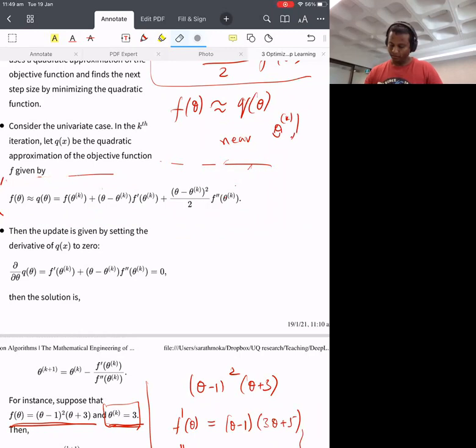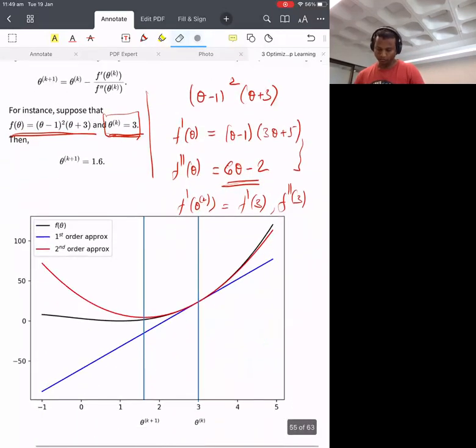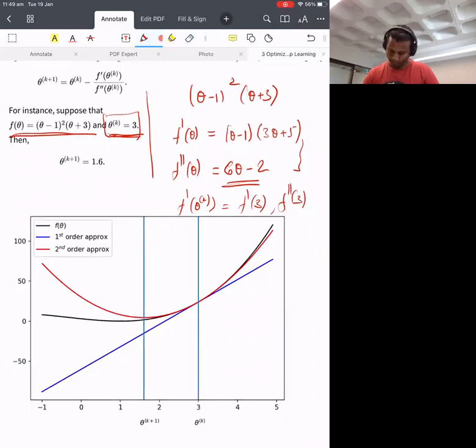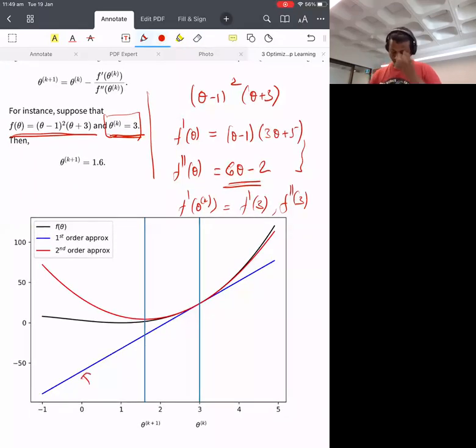So let's compare how first order and second order looks for this function. You can see that this is first order and this is second order. You can obviously know that second order is a better approximation than the first order. That's what we witness here. One thing good about second order is that it's not a straight line.